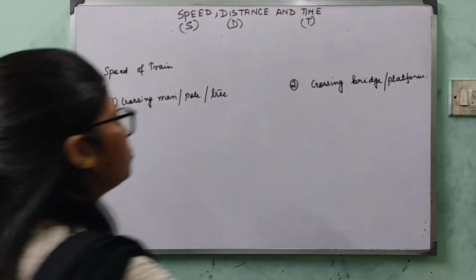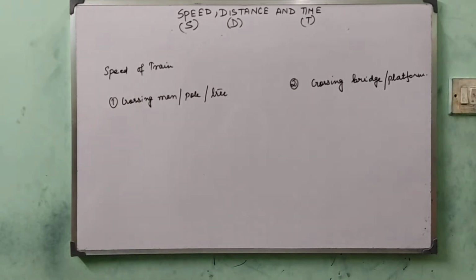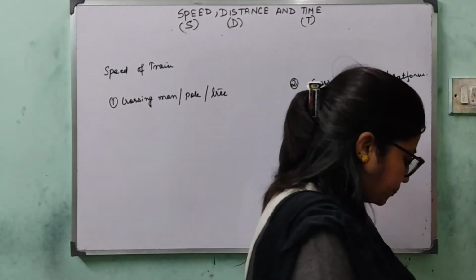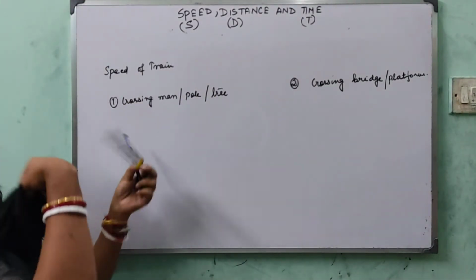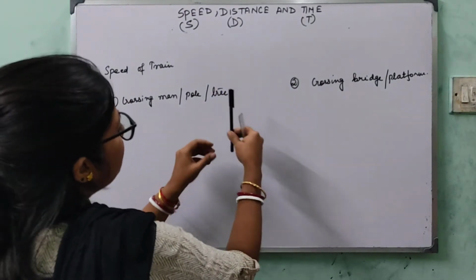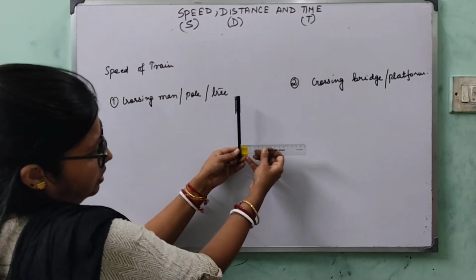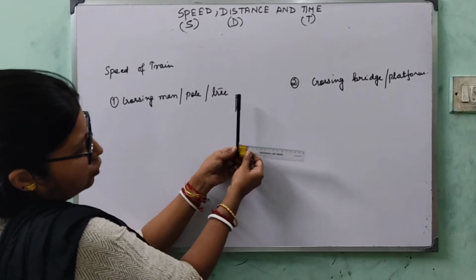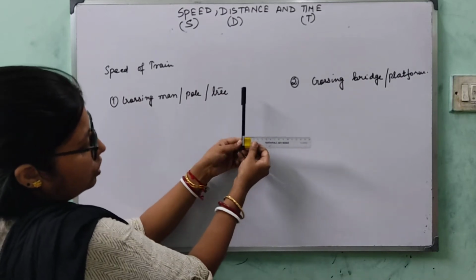So in case we are trying to find the speed of a train that is crossing a pole or a person or a tree, that is something that is a stationary object. Now for this you need to understand something practically. Say for example, let this scale represent the train and let this pen represent the pole. Now suppose the train is about to cross the pole. The starting point of the train is marked in this yellow slit of paper.